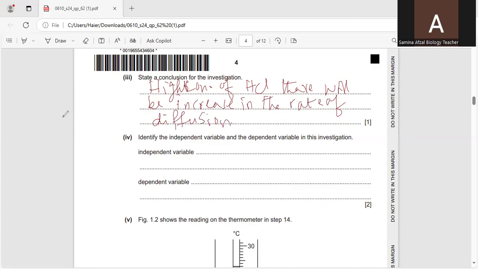As the concentration of hydrochloric acid is decreasing, the rate of diffusion is also decreasing, and it is clear from the height of the yellow agar jelly.